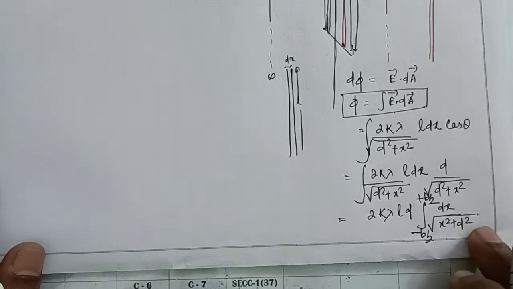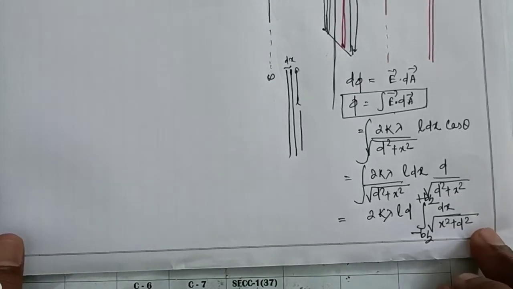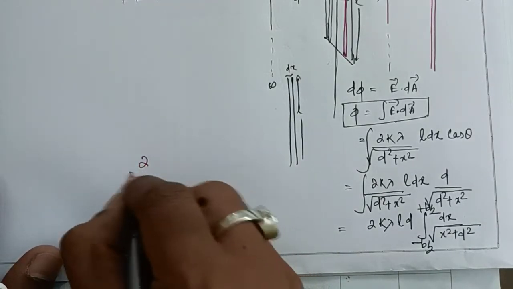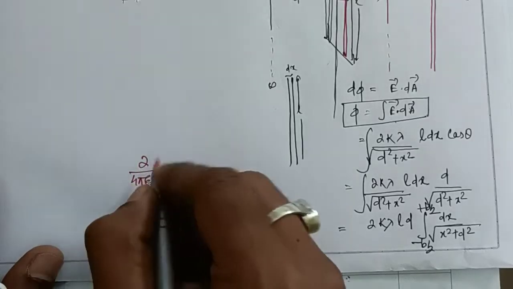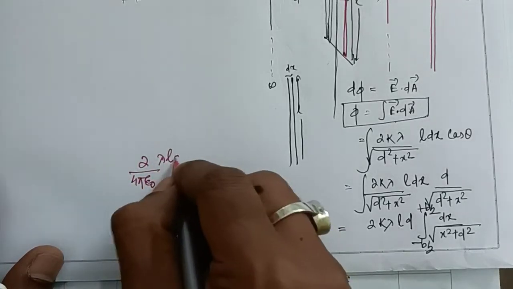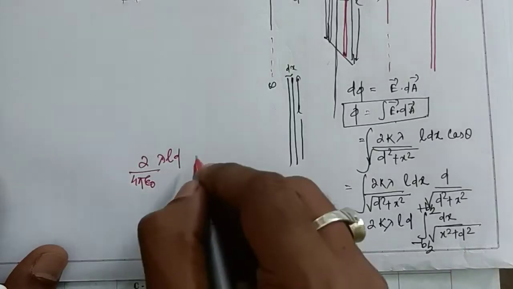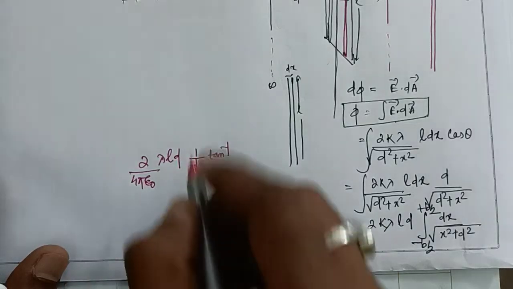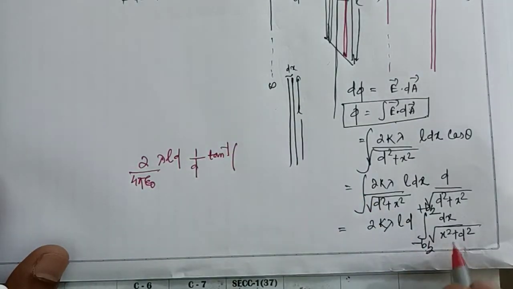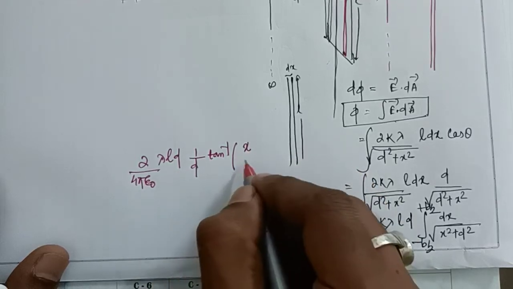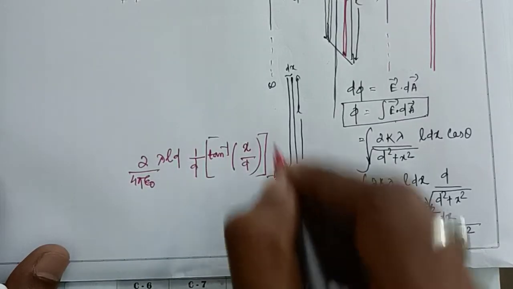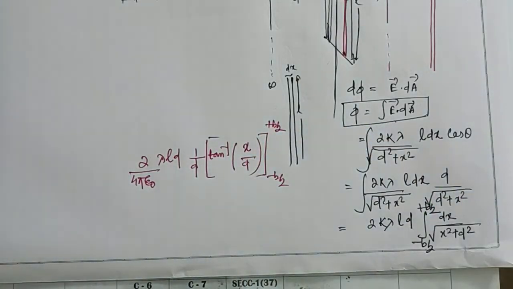Solving these integrations, dx upon a square plus x square root over is nothing but 1 by a tan inverse x by a. So I will write here: this is 2, k value is 1 by 4 pi epsilon naught, this is lambda L and d, and 1 by a, where a is d, tan inverse x by a, that is x by d, with the limit minus b by 2 to plus b by 2. I hope the scenario is clear to everyone.